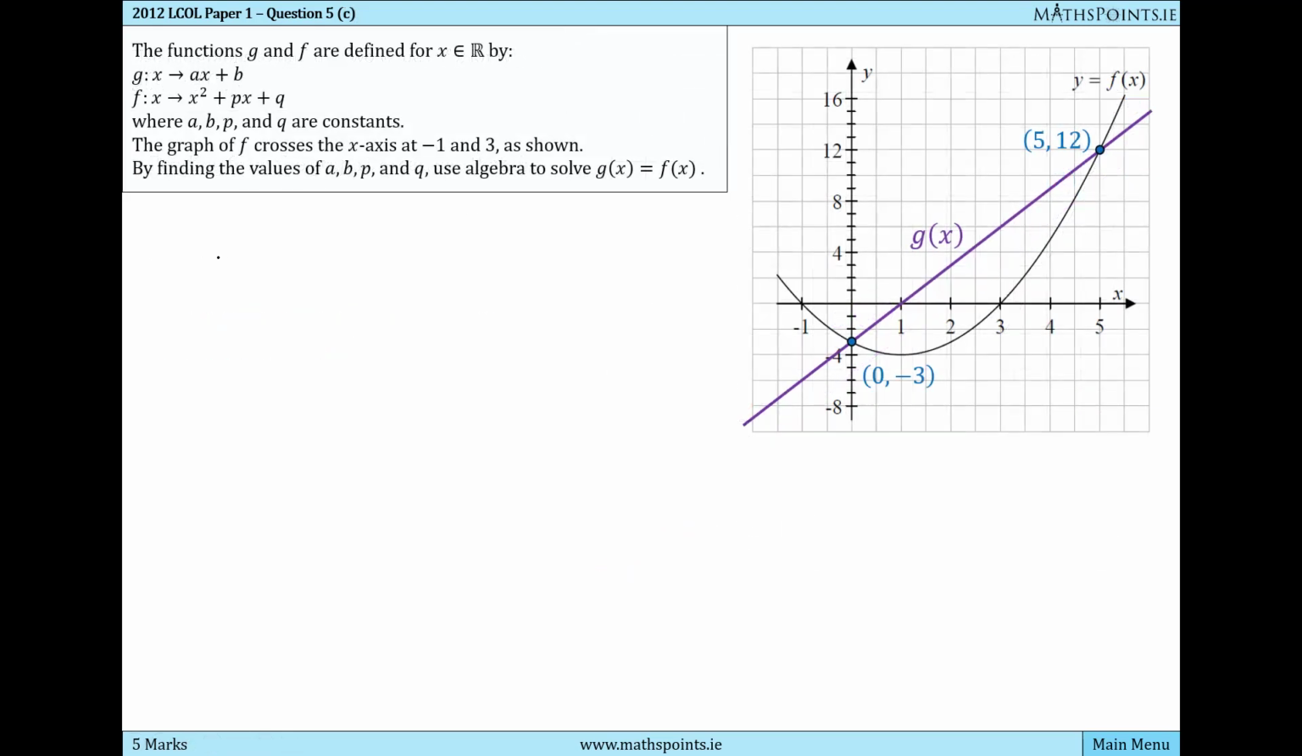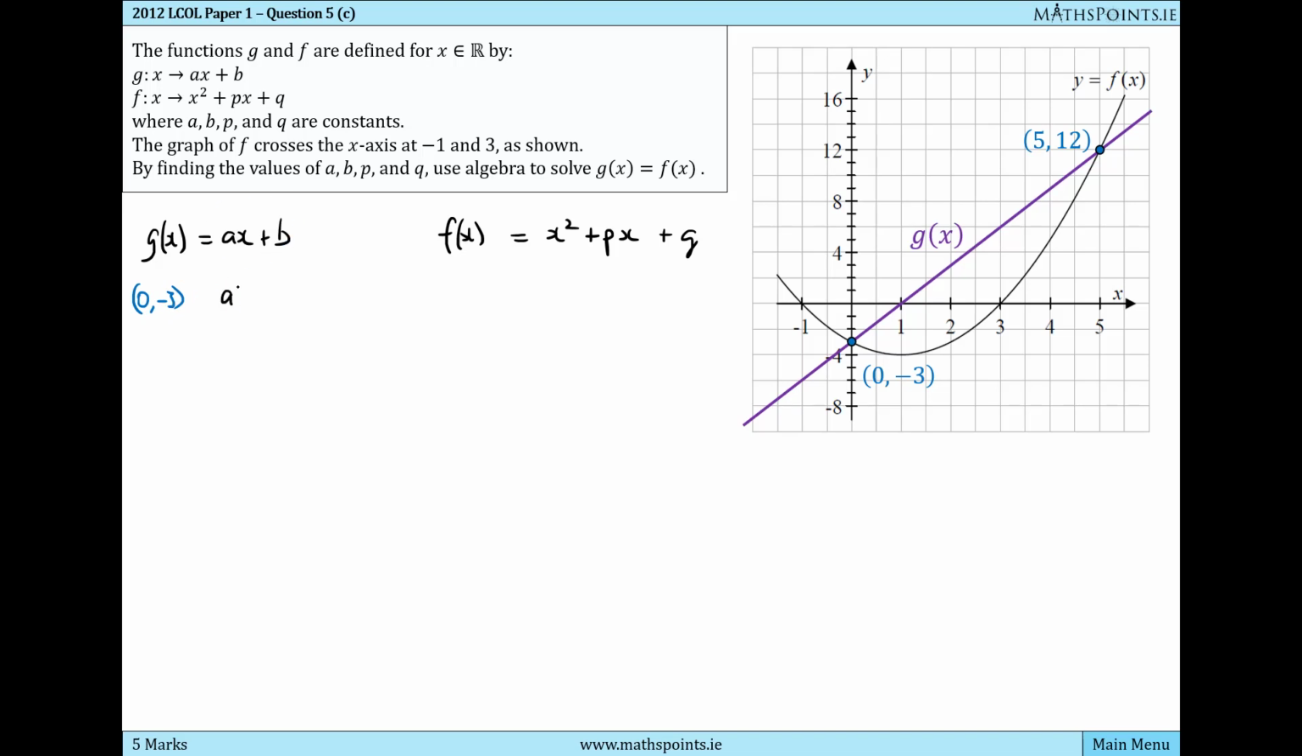So the C part says that the functions g and f are defined by g of x equal to ax plus b and f of x equal to x squared plus px plus q. So we have to use the information on the graph to try and find the values a and b in the linear function and p and q in the quadratic function. So to start with the linear function, we know that the point 0, minus 3 is a point on the straight line. So we're going to input 0 into the function and let the output be equal to minus 3.